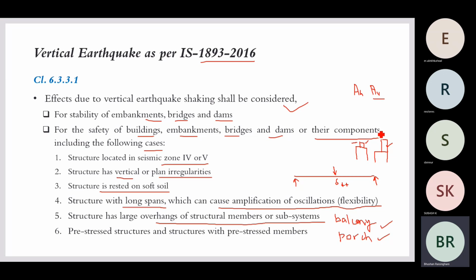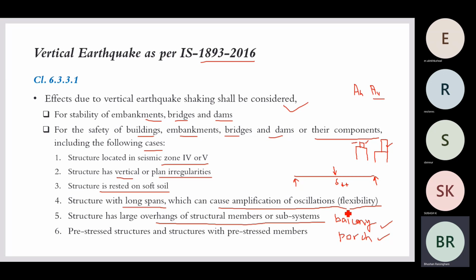So that is to be considered in the vertical direction. In that case, we have to consider the vertical earthquake. Whatever projections are there in the building, for them we have to consider the vertical earthquake. The projection may be in the horizontal direction or in the vertical direction. Those are called the sub-assemblages of the main building.